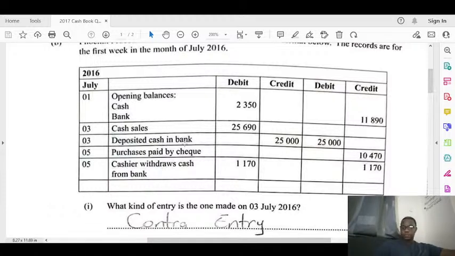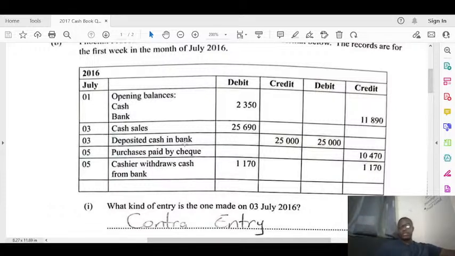contra entry. And if you remember, on Wednesday night I did another cash book question, and if you have not seen that video, you can go and check it out. I did a little marathon on Wednesday night. So a contra entry is when one transaction affects both the bank and cash accounts, and the double entry is completed in the cash book.